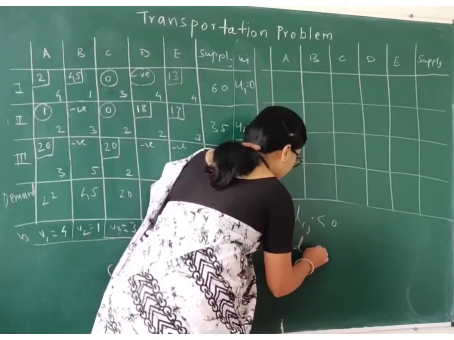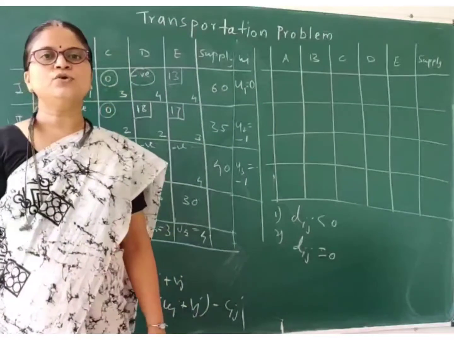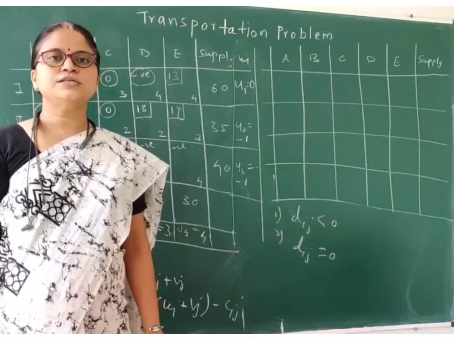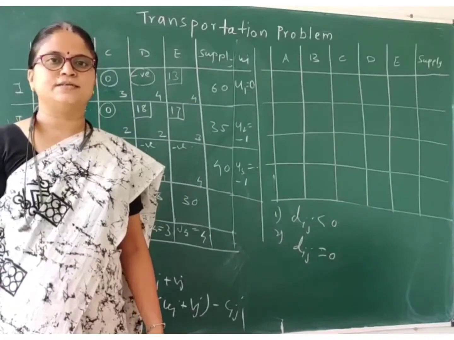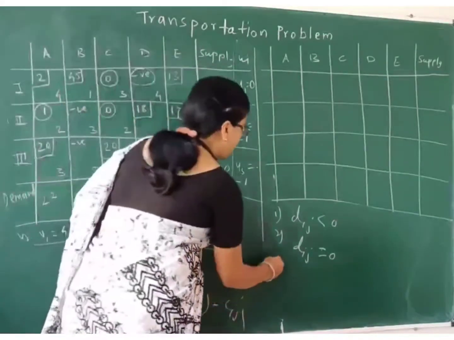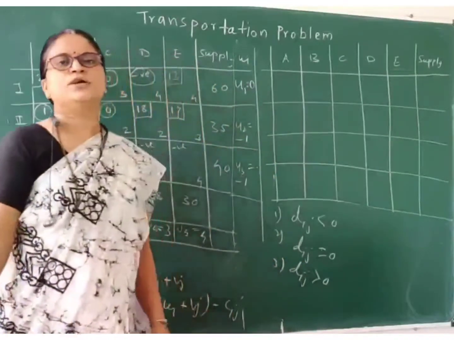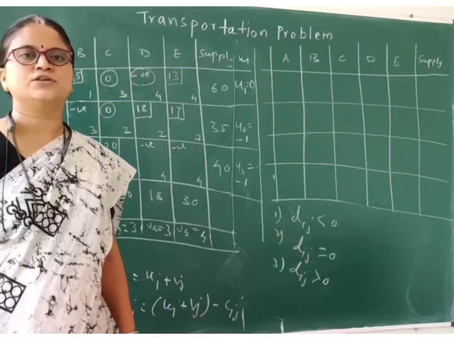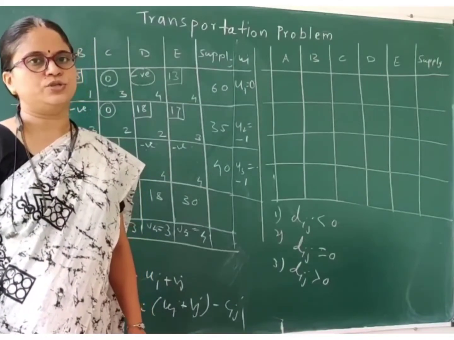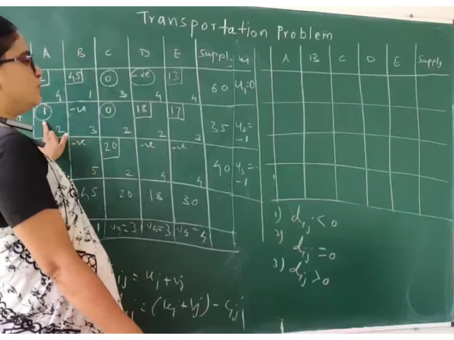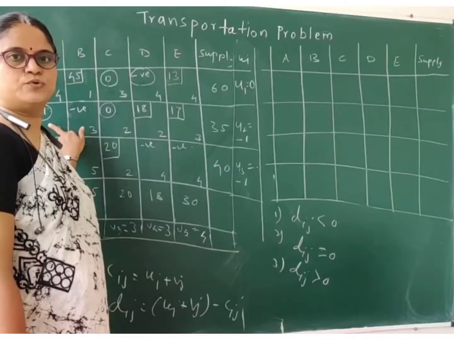Second case, if Dij is equal to 0, then the current solution is optimum solution, but an alternative solution exists. And third case, if any of the Dij is greater than 0, then we need to find the improved solution. Okay. So since over here one of the Dij is greater than 0, we need to find an improved solution.